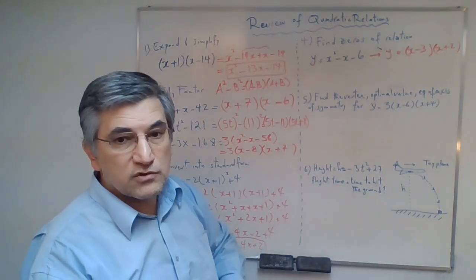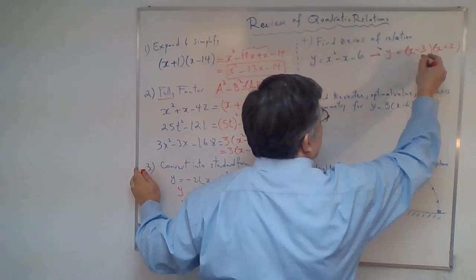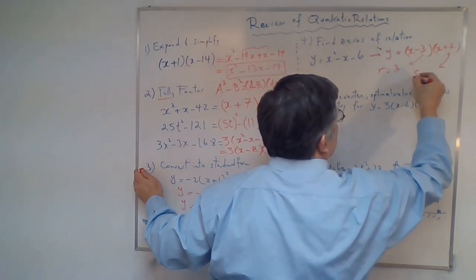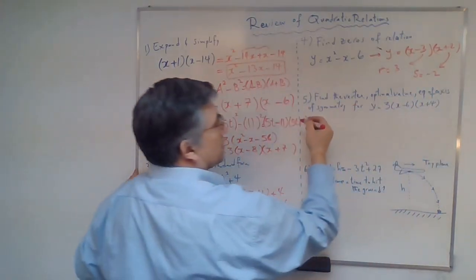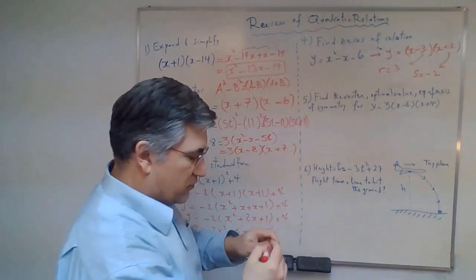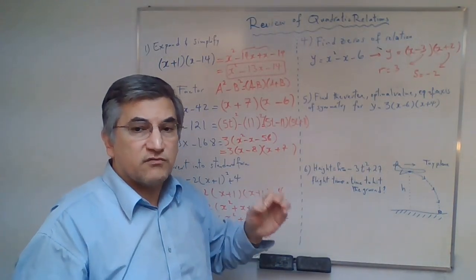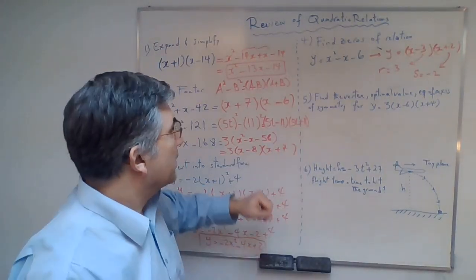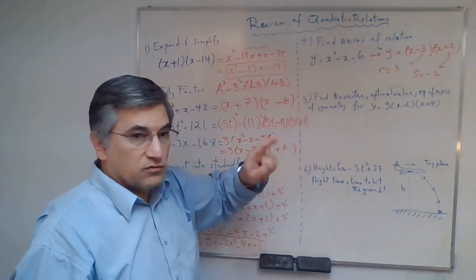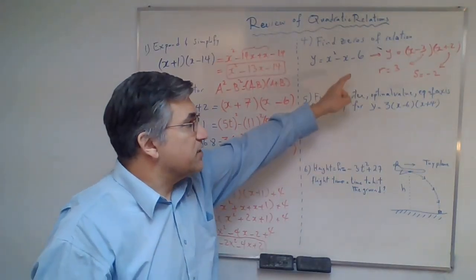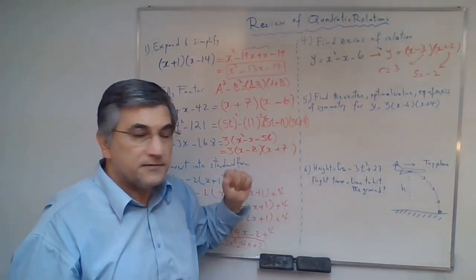It says find the zeros. Well, you can just read it from the equation. R equals 3, and here S equals -2. These are called the zeros of the relation. They are also known as the x-intercepts of the graph. It's the same thing. So if this is a parabola you want to graph, it opens upwards. The two x-intercepts will be 3 and -2, clearly.